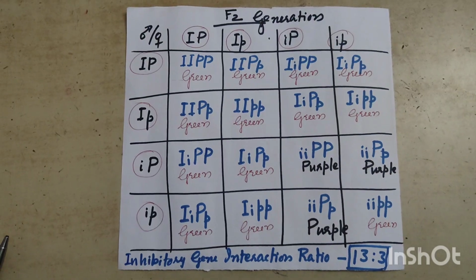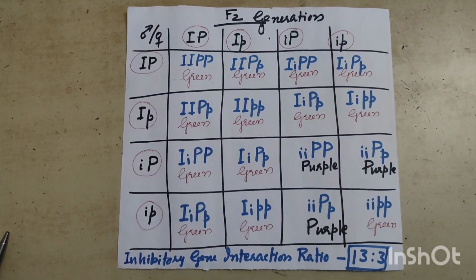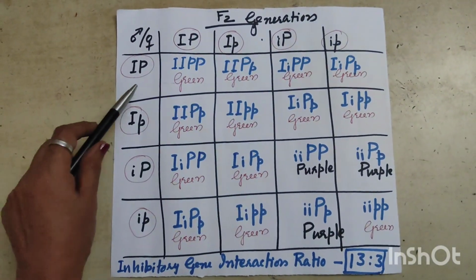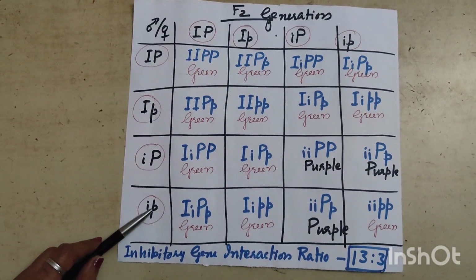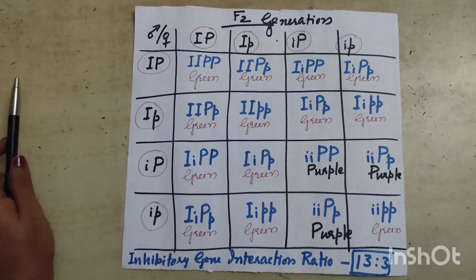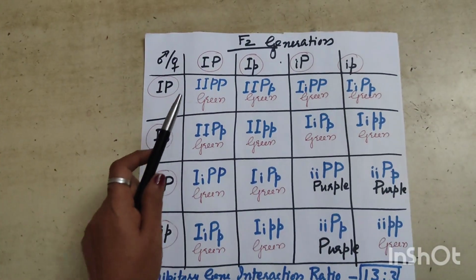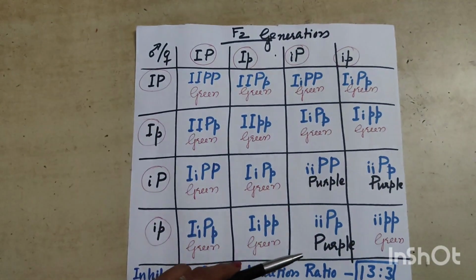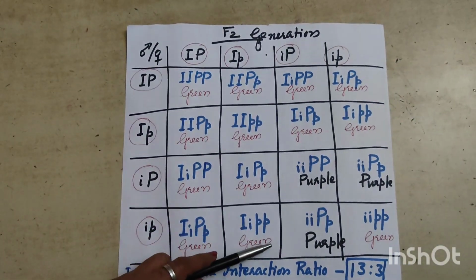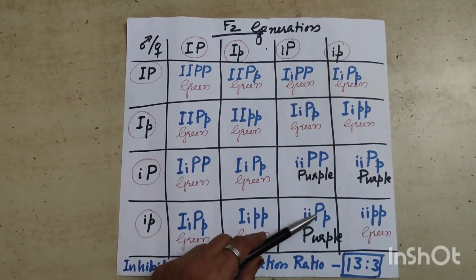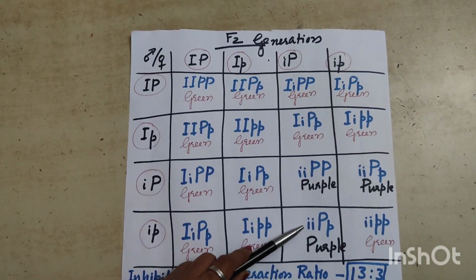Now let's see the checkerboard for the F2 individuals, and the F2 ratio can also be identified from that. So this is the Punnett square that shows the F2 generation. I told you the different types of gametes formed from the F1 generation. These 4 kinds of gametes were produced from the F1 individual with genotype Ii Pp. And this Punnett square shows the different genotypes and phenotypes of all the 16 offspring which can be produced from this combination. You can see only 3 offspring are having purple leaves.